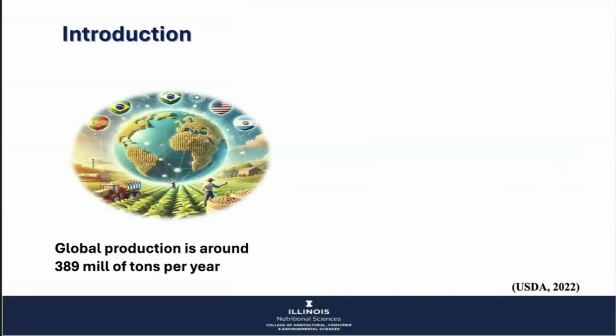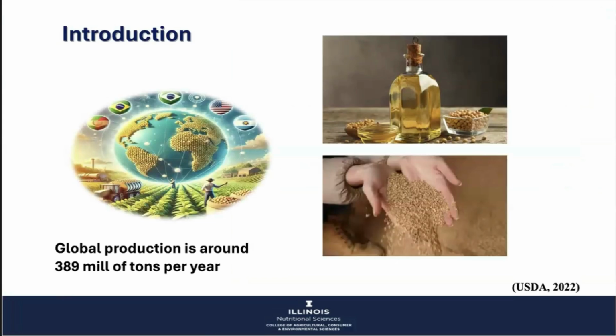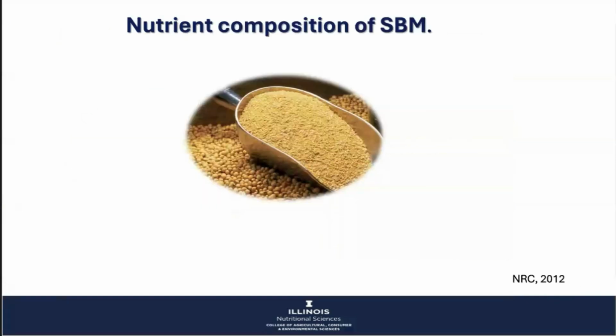Soybeans are one of the most important agricultural crops around the world. The annual production is around 389,000 million tons per year, and the main products are oil and soybean meal. Around 93% of this soybean meal is used in animal production. This is due to the nutrient composition of soybean meal.